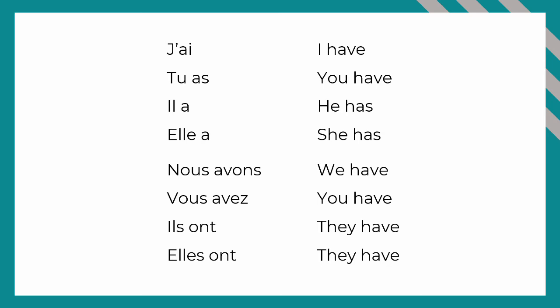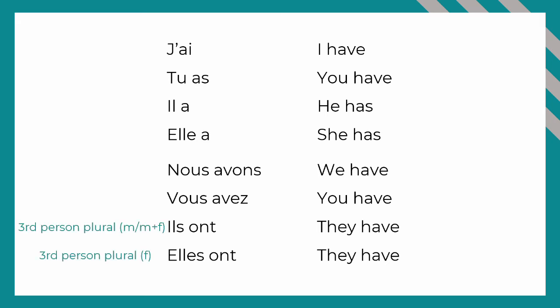Both tu as and vous avez mean you have, but tu as is the second person singular and vous avez is the second person plural. Another difference between tu as and vous avez is that tu as is used in an informal manner, whereas vous avez is used in a formal manner.